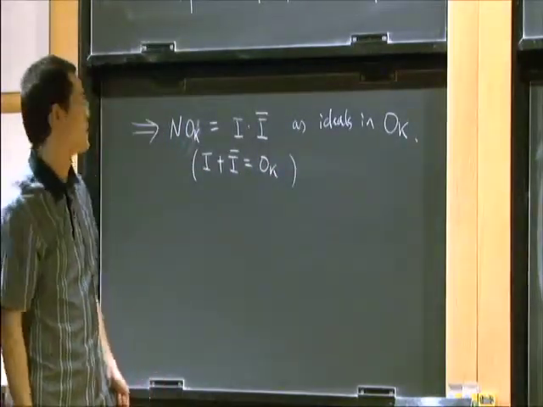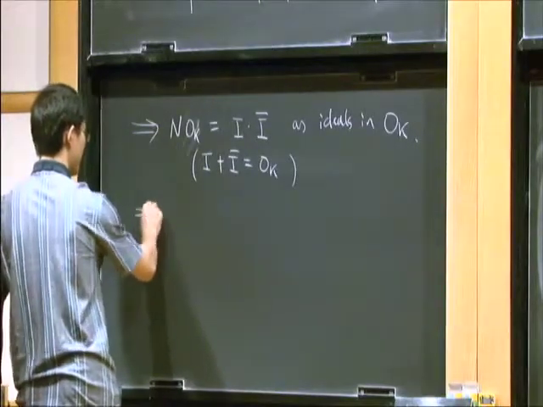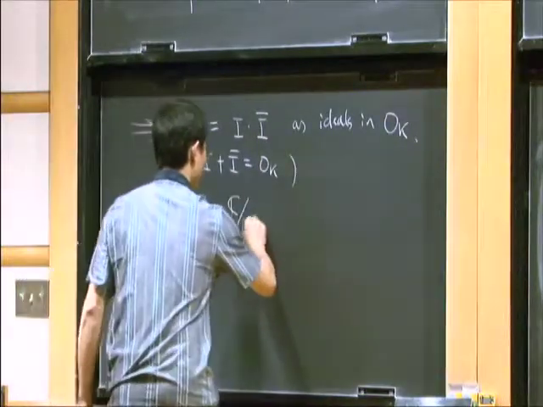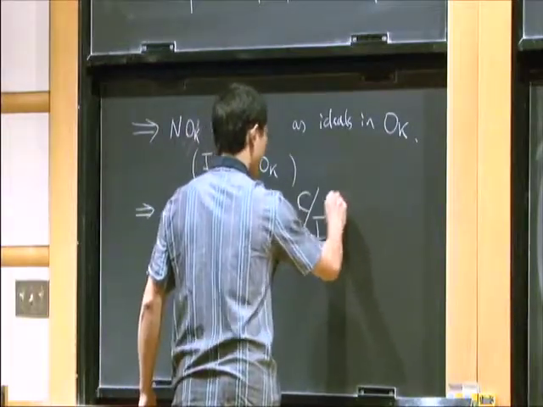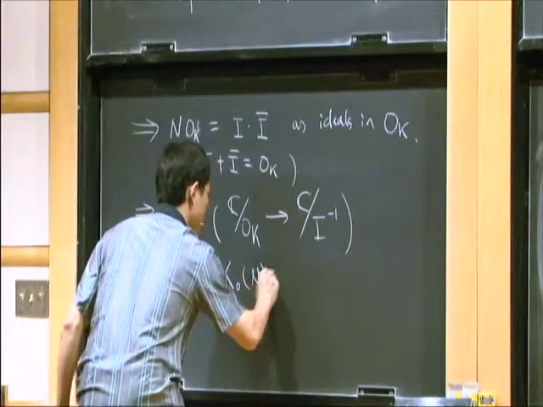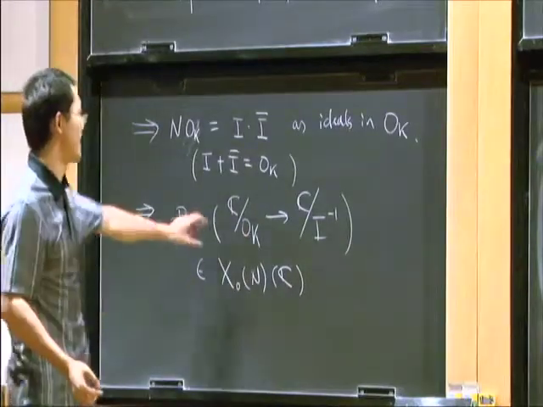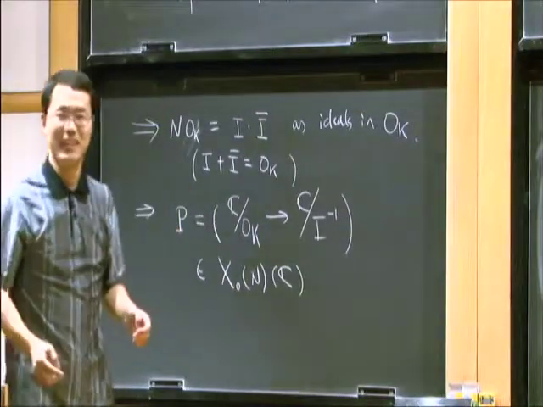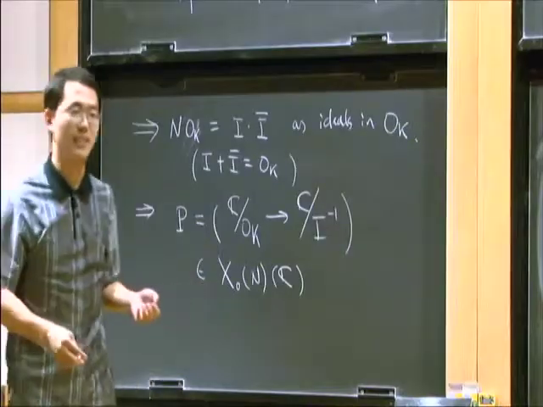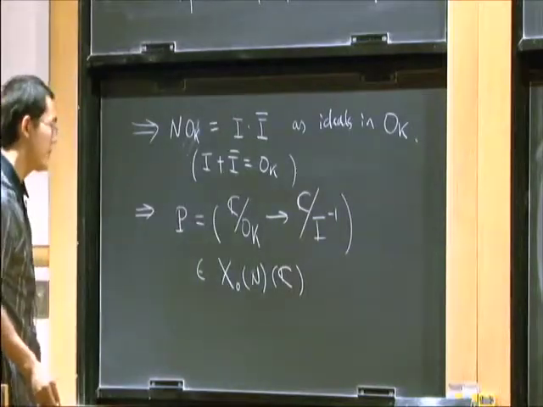Now from this I, we construct elliptic curves, and then we get a point on the modular curve. Then we get a point, we call it P, which is C mod O_K maps to C mod I inverse. This is a complex point on the modular curve. So that O_K is a Z-module of rank 2 embedded into C. So the quotient gives you a complex torus, and it actually gives one elliptic curve. Now we have another elliptic curve. This is a cyclic isogeny of order N because of that. So this O_K mod I is just Z mod NZ. So we get a point here.